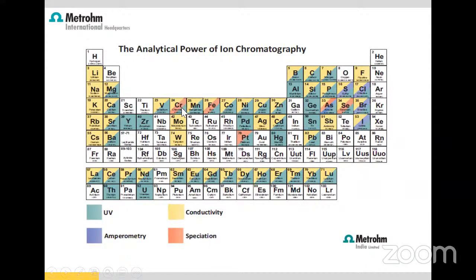For example, chromium 3, chromium 6, Fe2, Fe3, Pt4, Pt6, Se4, Se6 can be done by ion chromatography technique. And we can also do thorium and uranium, which we have done for the Baba Atomic Research scientists. So we have developed a method for them. So that is also possible.